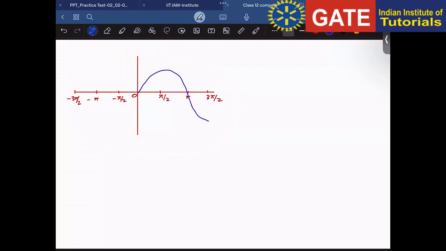Correct or no? Starting from 0: sin 0 value is 0. So here it will be 0. And sin pi by 2 value is 1, so here it is getting 1 as the value. And here it is getting minus 1 as the value, since sin 3 pi by 2 is minus 1. And when I continue like this, it will be like this. Understood?